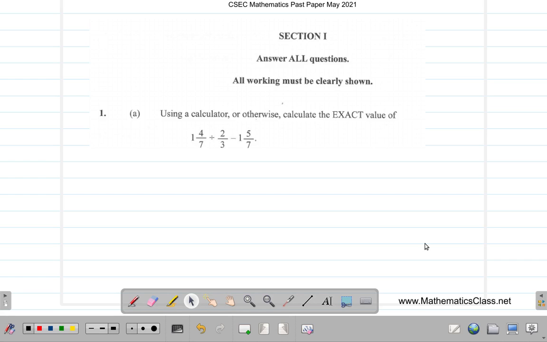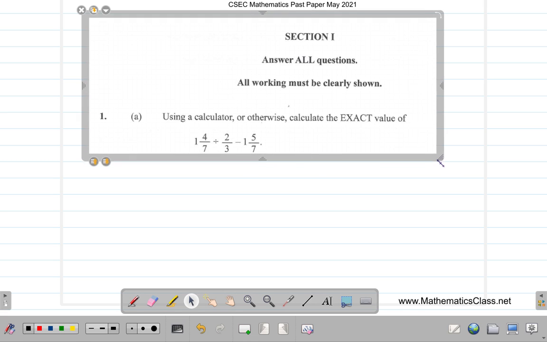Alright, people, now look here. What we have is question 1A from the May 2021 CSEC mathematics paper. That is what we're going to look at right here now. Look here, it's a 1, by the way.